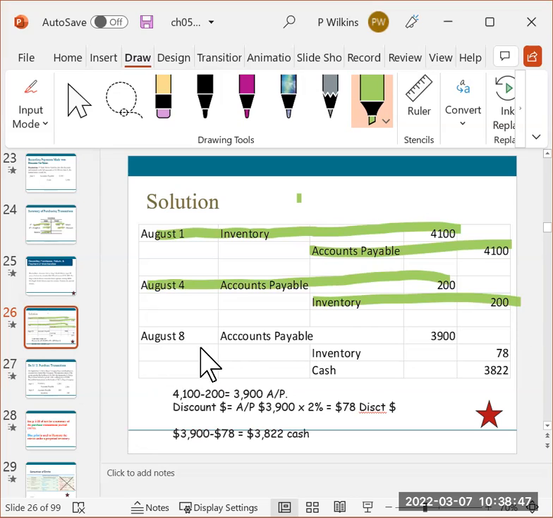Then on August 8th, they're going to pay the bill. So the terms were 2% 10, right? They bought it on the 1st. They're paying it on the 8th. So they're within the 10 days, so they can take the discount. So how do we figure it out? Well, we do that formula, right?